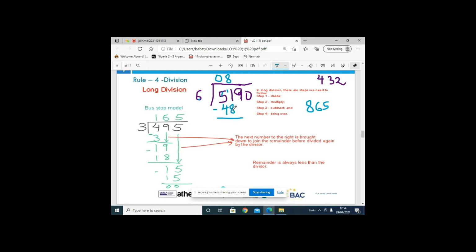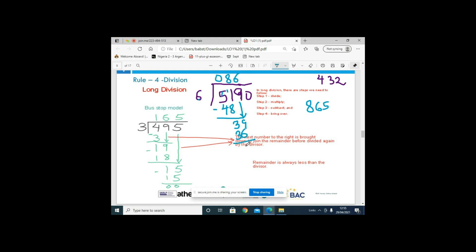So 51 minus 48, that gives you what? We did subtraction before. 3. Yes. When you got this 3, that's the remainder. You now bring this 9 down here, so it becomes 39. Just like this one. Can you see? They brought this 9 down. They brought 5 down. You keep on bringing the next numbers down. So 6 in 39 gives you 6. 6 times 6 is 36, you put it there.